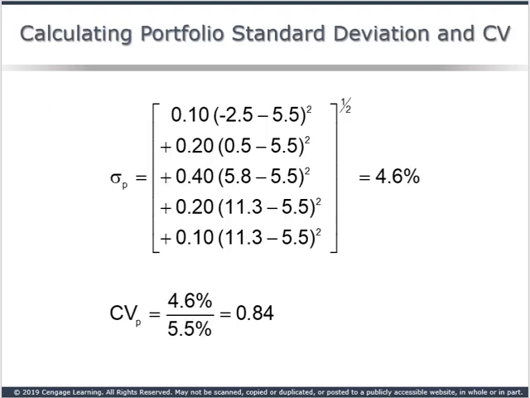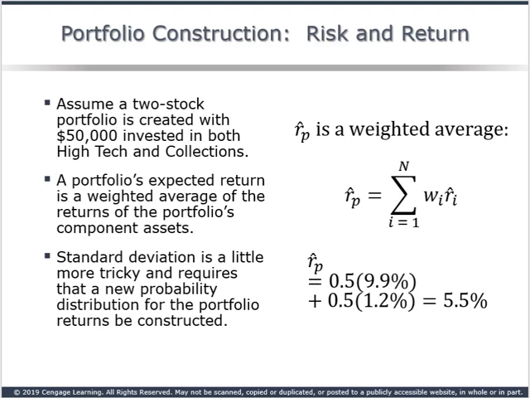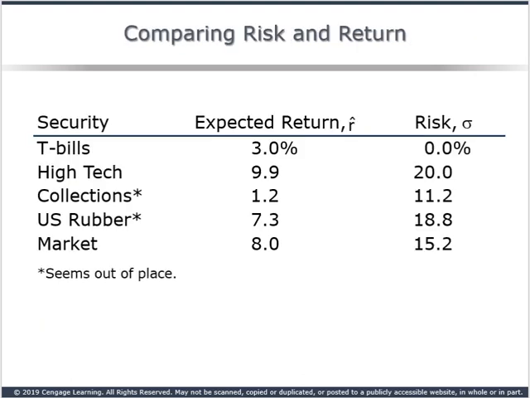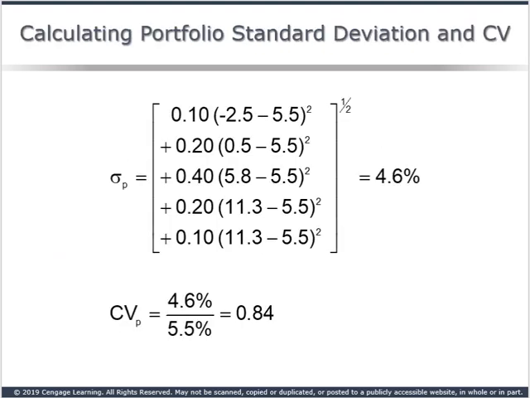Now, to calculate the standard deviation of that portfolio, we cannot just average the standard deviations of the individual investments. What we actually have to do is apply this new weighted average to come up with the standard deviation. What is worth noting is that the weighted average of the expected return is truly a mathematical average. If we go back to the standard deviations of high tech and collections, we see that if you were to take the average of those, it would be significantly higher than what we get here.